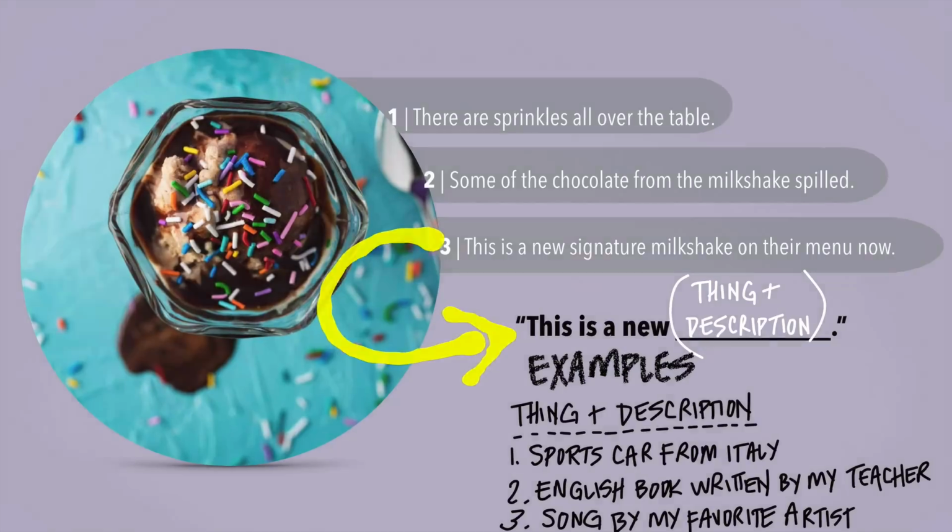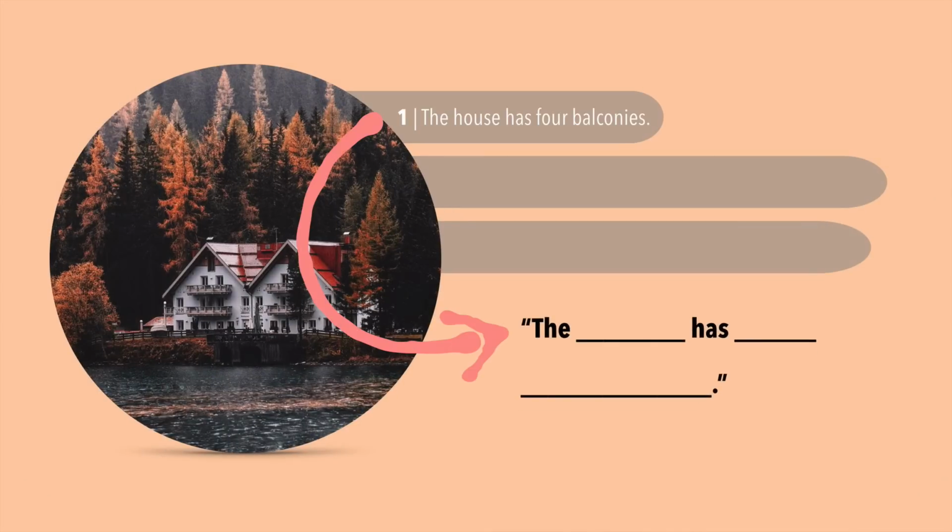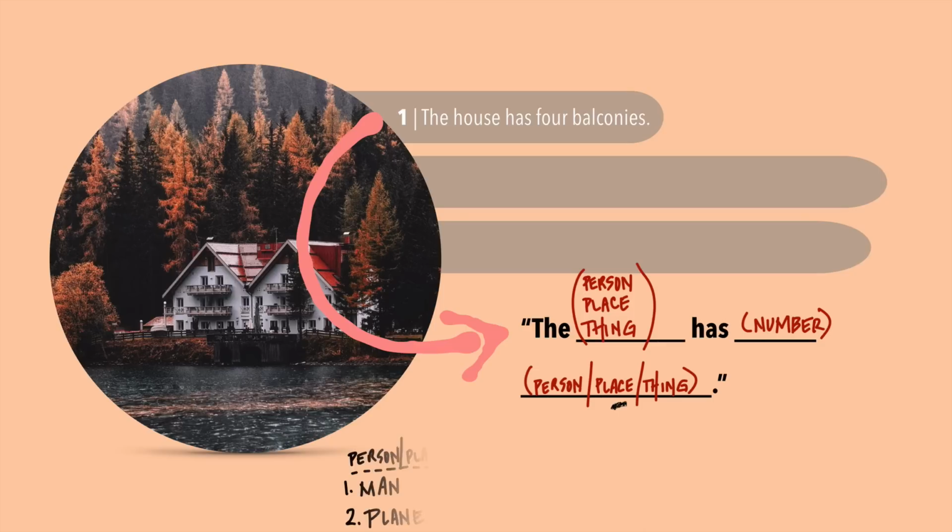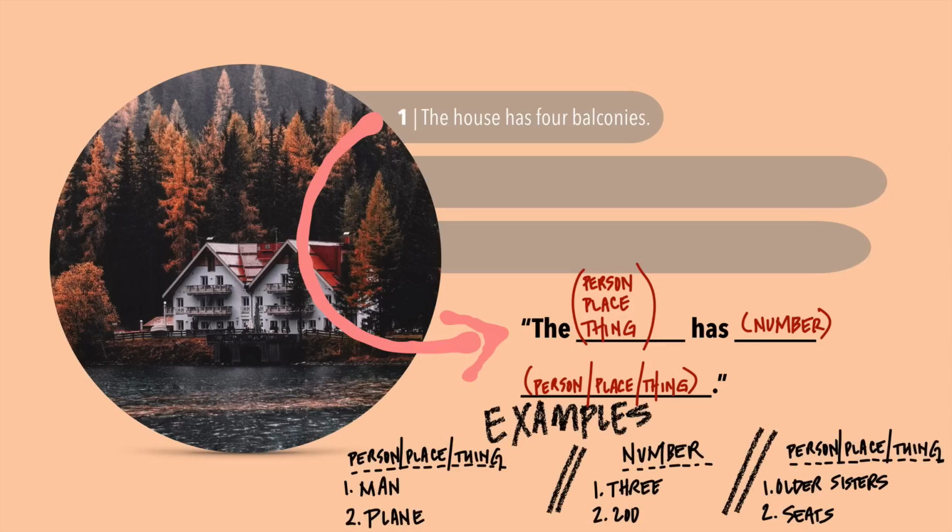Excellent sentence. All right. Okay, now we have our next image, our next picture. We say, the house has 4 balconies. Now our pattern is the person, place, or thing has a number and then person, place, or thing. So here we go. You got it. Person, place, or thing, I chose man and plane. Then for number, I chose 3 and 200. And then for person, place, or thing, I chose older sisters and seats.